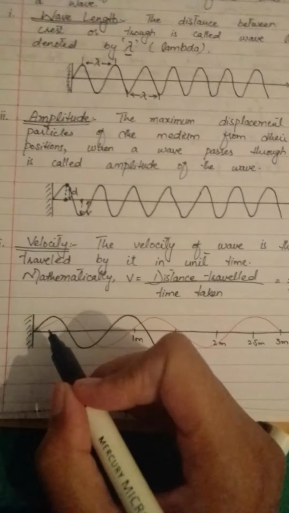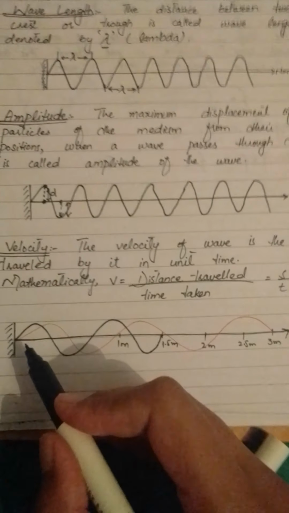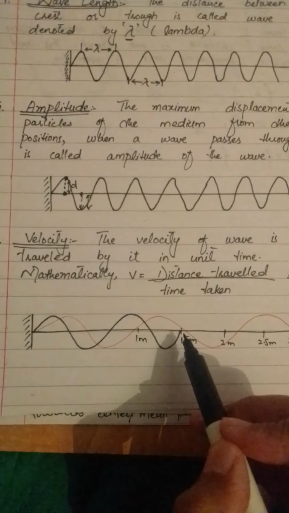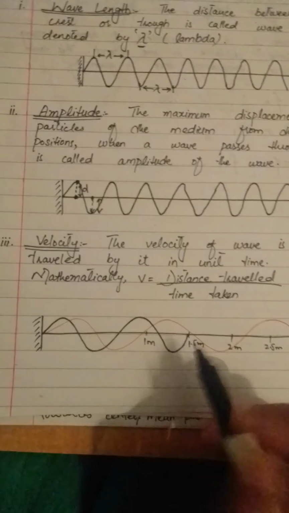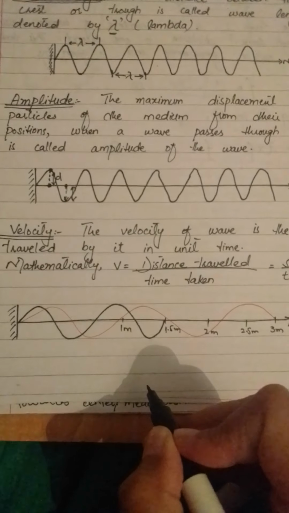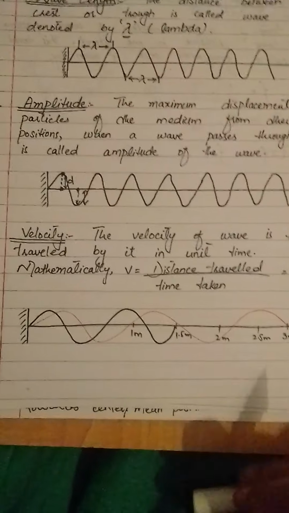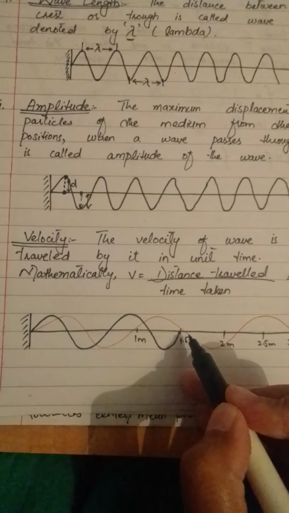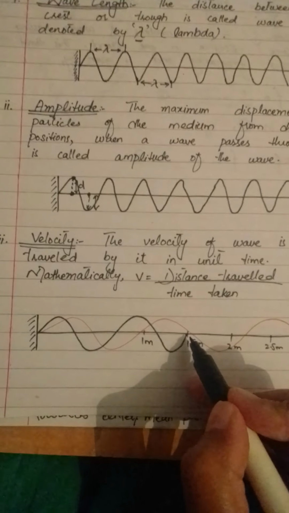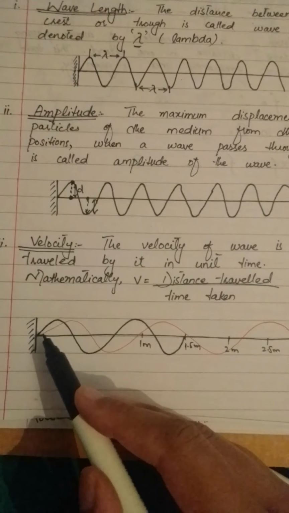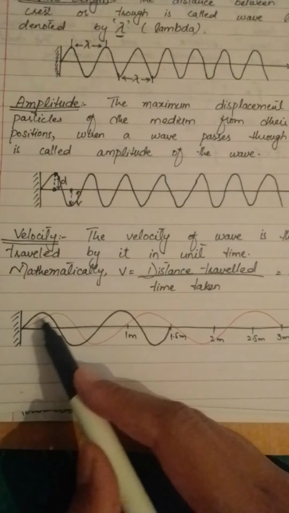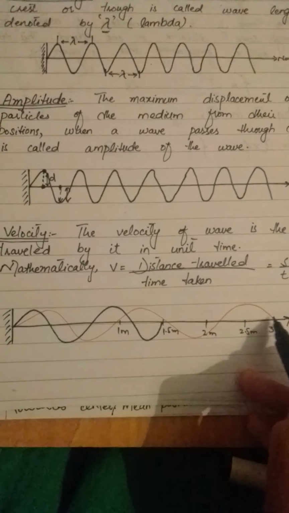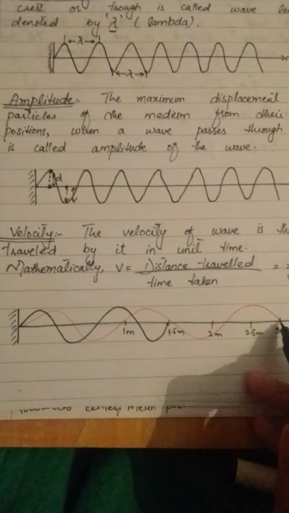Let's see this wave. First, see the black one. The black one covers about 1.5 meters distance in 1 second. We will take time as 1 second as a unit time. Here it will cover about 1.5 meters distance in 1 second. But in the other wave, we take this one in red. This red wave will travel about 3 meters of distance in 1 second.